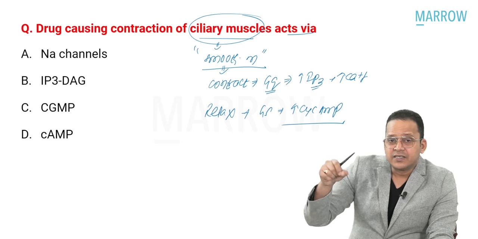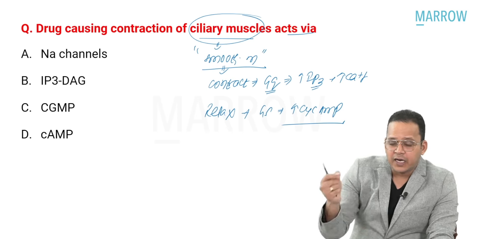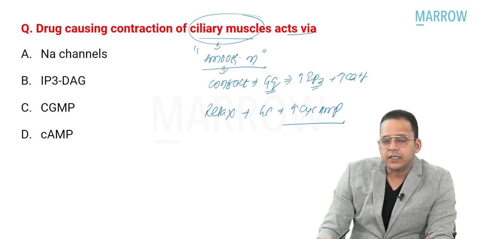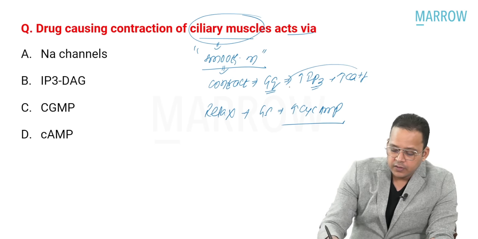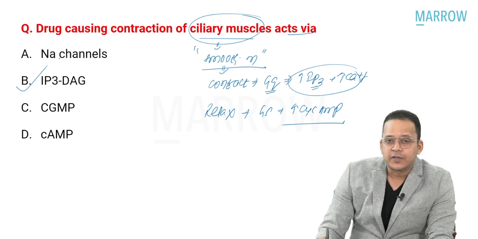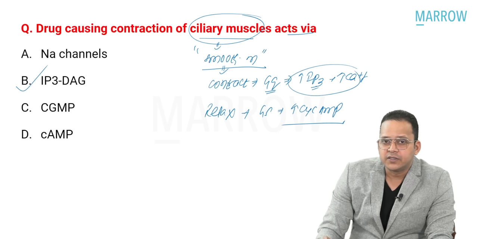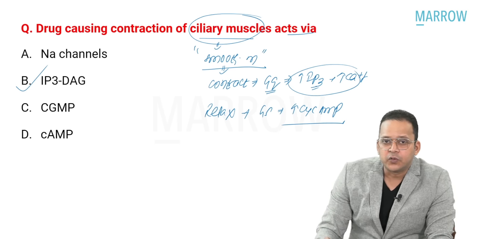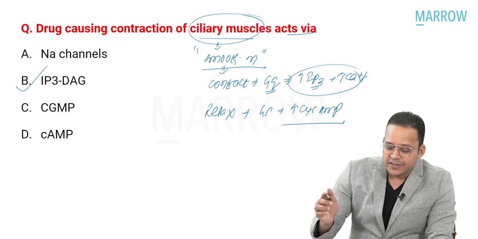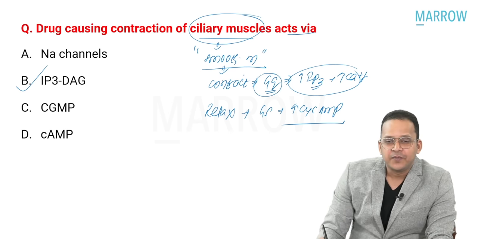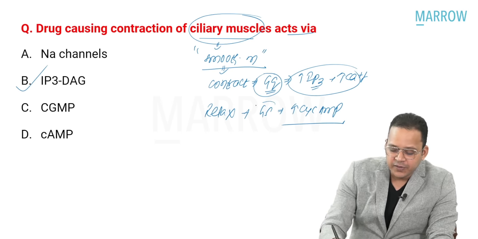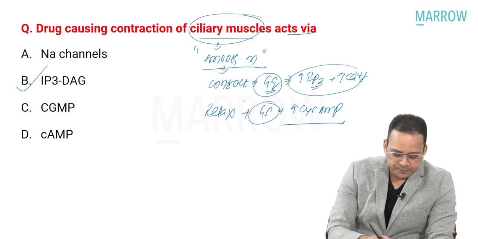Now if ciliary muscles are contracting, if uterus is contracting, if bronchi are contracting, then it is because of IP3 DAG. Option B is the right answer. So I've told you this in my lectures in G Pharma, even if you don't know anything, and if you know it's a smooth muscle that is contracting, the receptor has to be Gq subtype. If it is a smooth muscle relaxing, the receptor has to be Gs subtype, right?